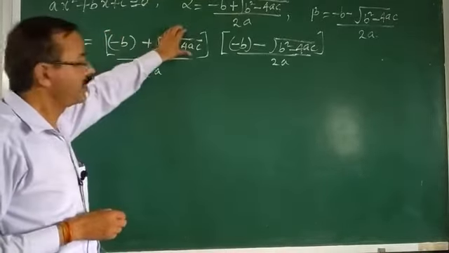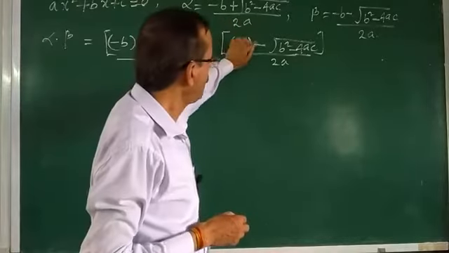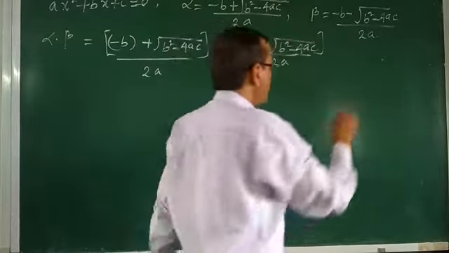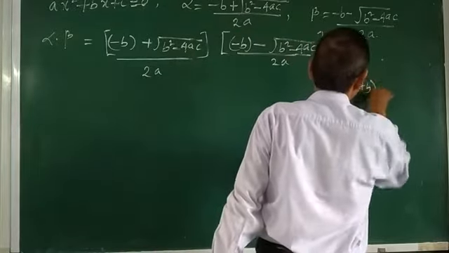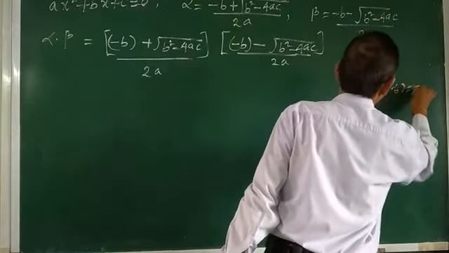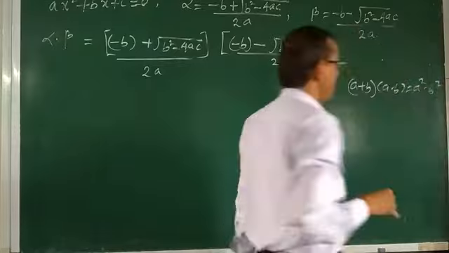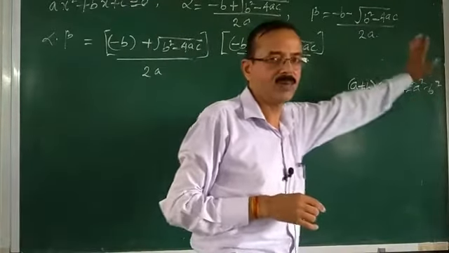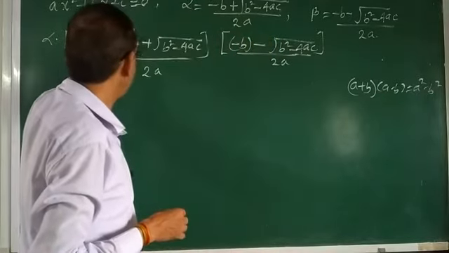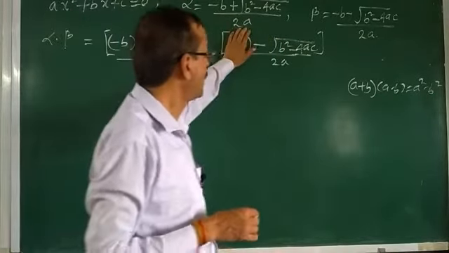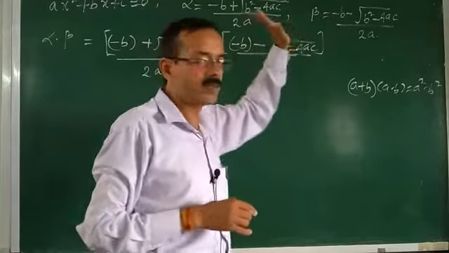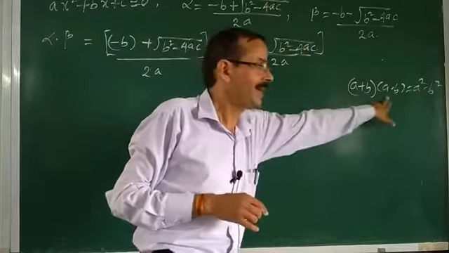a plus b, a minus b. We have to use that. a plus b, a minus b is equal to a square minus b square, right? So suppose this is the a and this is the b. a plus b, a minus b. So you have to use these identities.